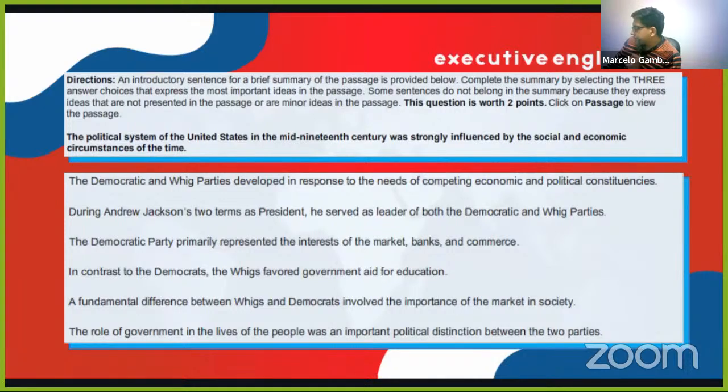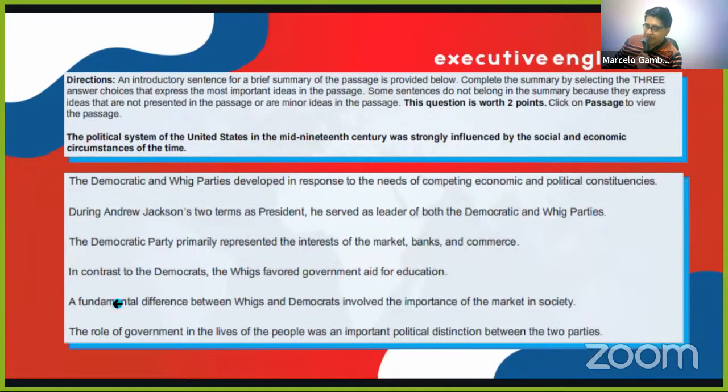So the Whigs from the northern sections believed that government should give aid to education, right? So they're not talking about Democrats. If it said here that the Whigs from the north favor government aid for education, that would be true. But they're talking about Democrats. They don't mention the Democrats' position towards government aid for education. Okay, so it's false. So we have A true, and B, C, D false.